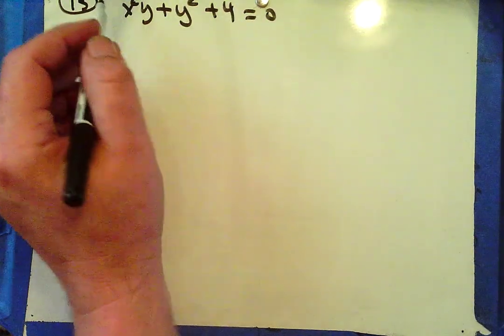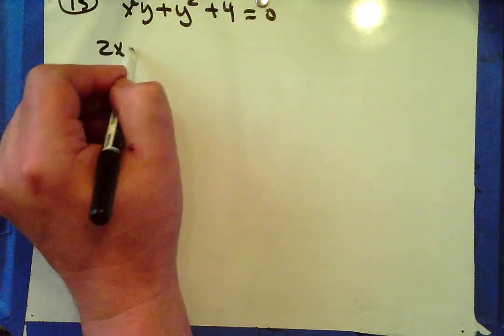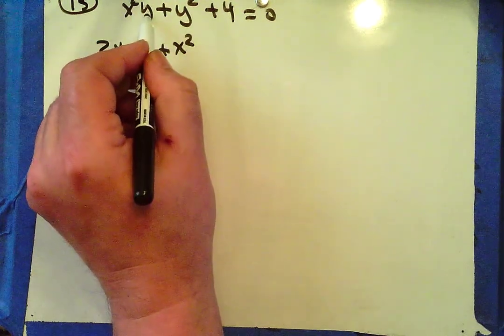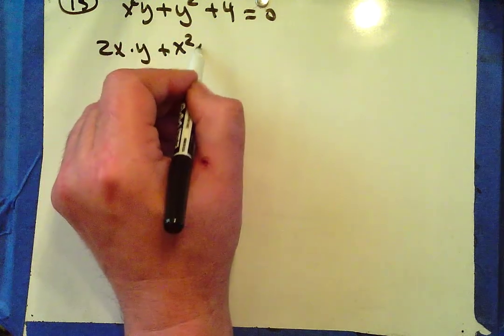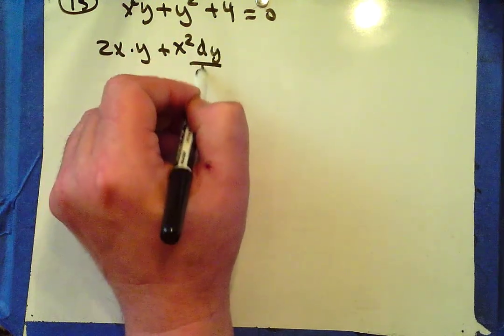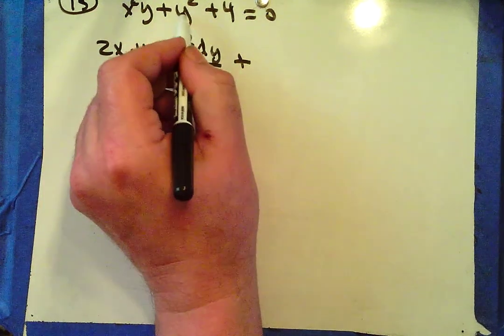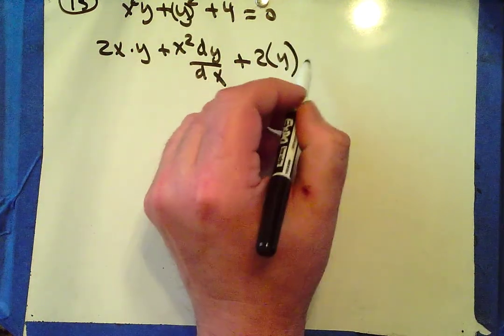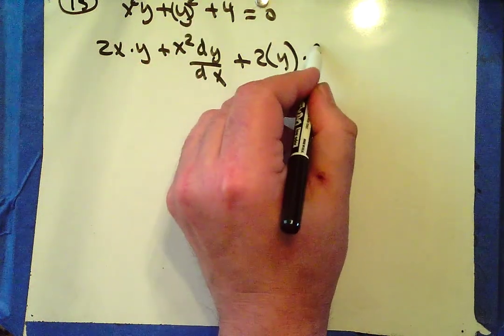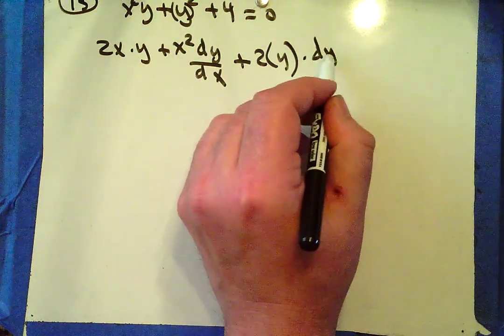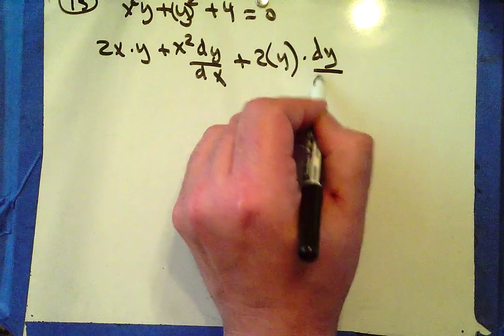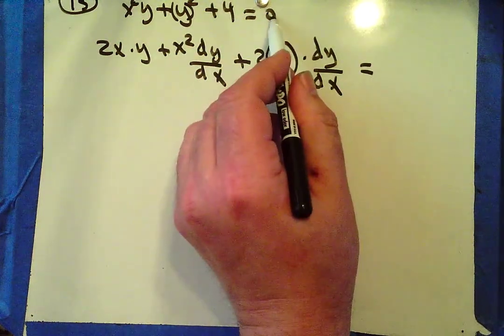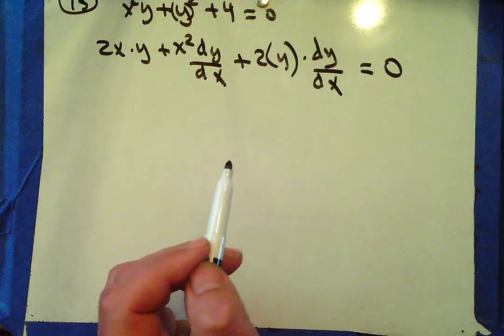So I need to take the derivative of this. 2x times y plus x squared, now I want the derivative of this with respect to x, plus, chain rule here, right? I take the derivative of the outside, I leave the inside alone. And then I take the derivative of the inside, that's that y thing on the inside, with respect to x. The derivative of 4 is 0, and the derivative of 0 is 0.